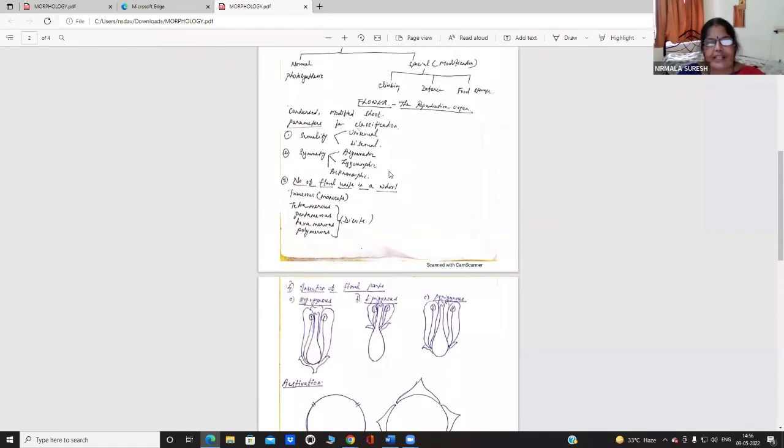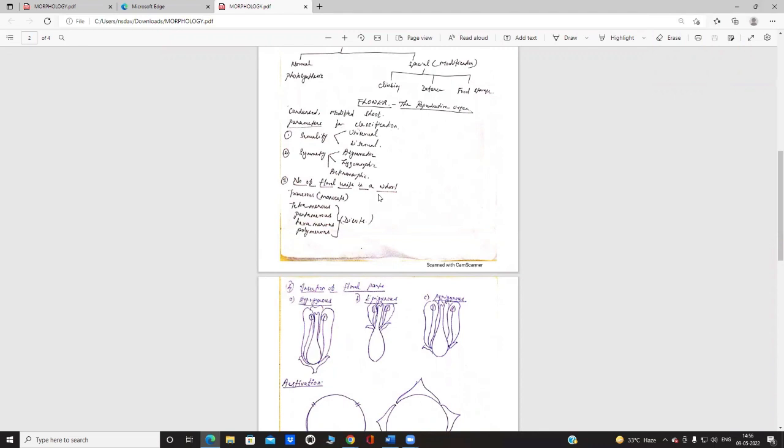Number of floral units. There is some mathematical relationship between the floral units. What do I mean by floral units? Number of sepals, number of petals, number of stamens, and number of carpels. So trimerous flowers, monocot. Again, Canna indica.